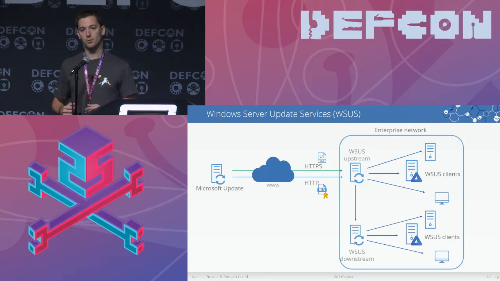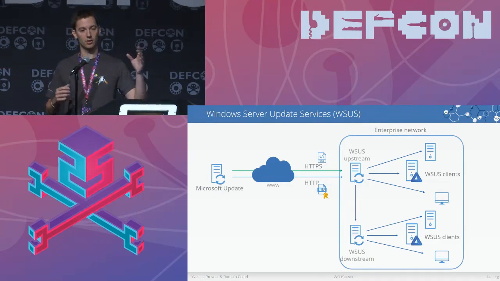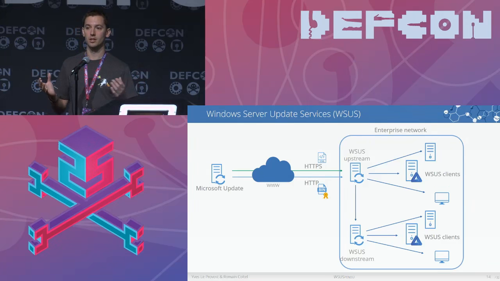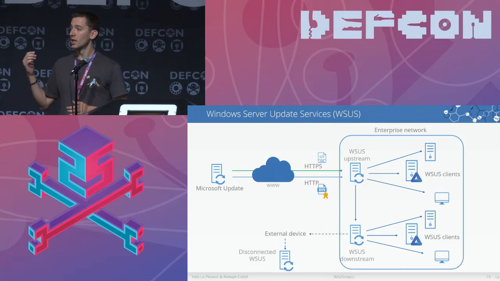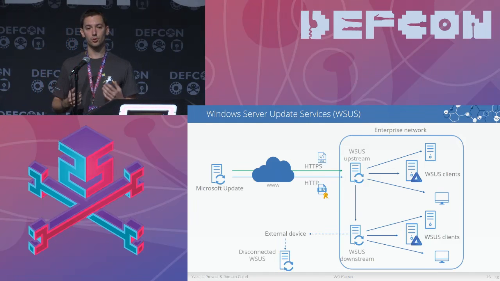In more complicated network, you have what Microsoft calls upstream and downstream servers. Think of a worldwide company with an internet access and one policy to manage updates. You can chain servers, and the updates will follow the chain. And if you have even more complicated networks with disconnected ones, for example, well, Microsoft is providing a tool to export updates from a WSUS server to an external disconnected WSUS server.